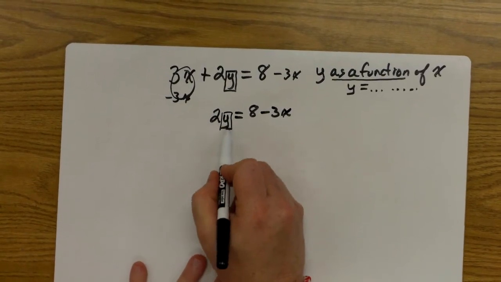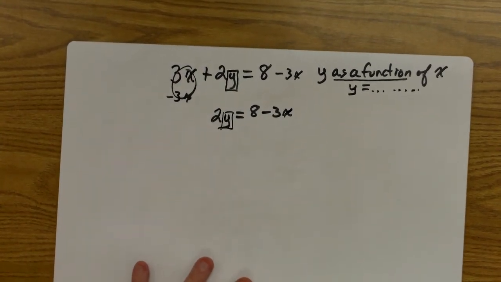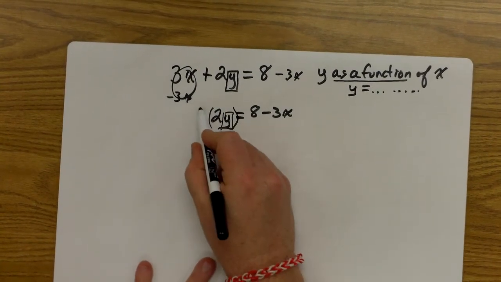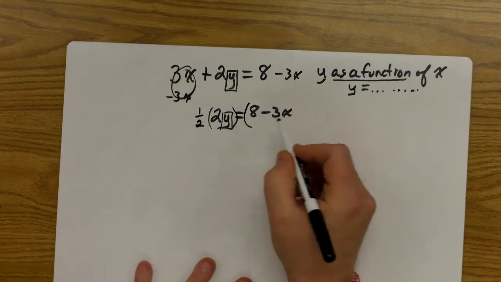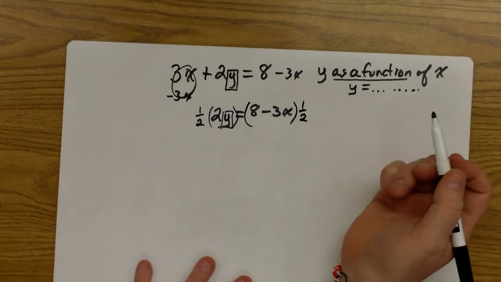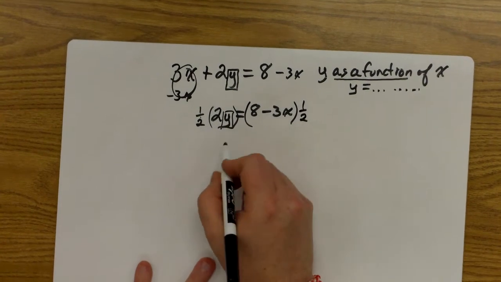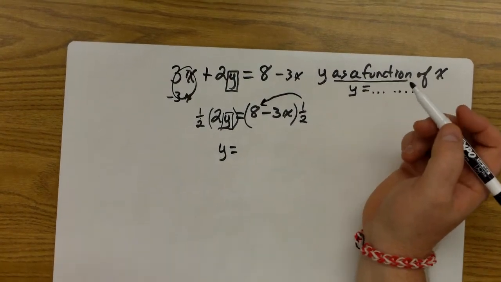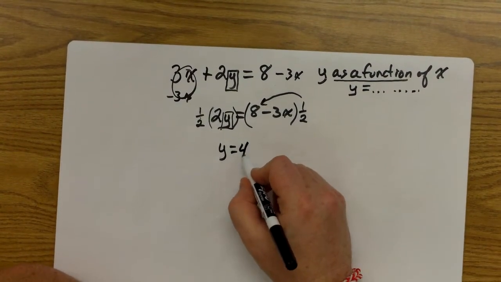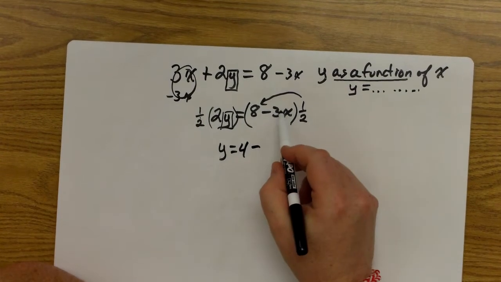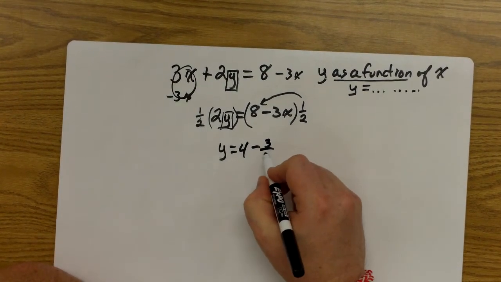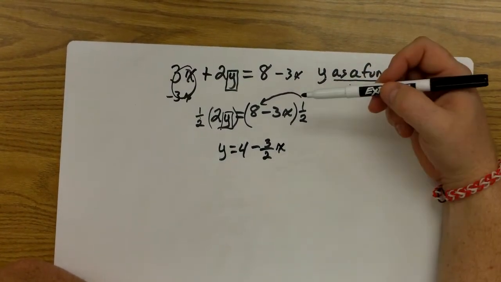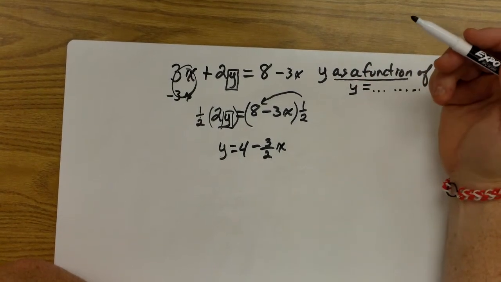Now I need to get rid of my times 2. What we're going to do is, instead of dividing by 2, we're going to multiply by the reciprocal, which is 1/2. So on the other side, we're going to multiply by the reciprocal 1/2. 2 times a half is 1. 1 times y is y. And now we're going to distribute our 1/2. 8 times a half gives you 4. And negative 3 times a half gives you 3/2, and I still have an x attached. Don't divide this out and call it 1.5. We're going to just leave it as negative 3 over 2x.